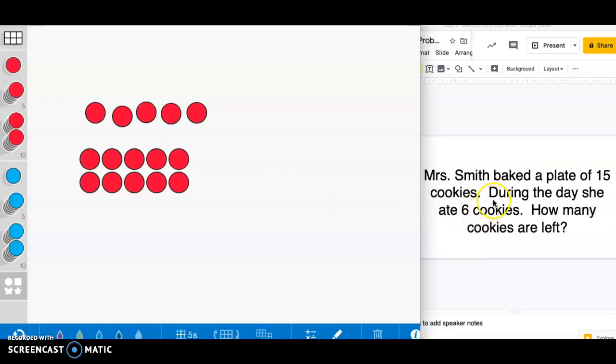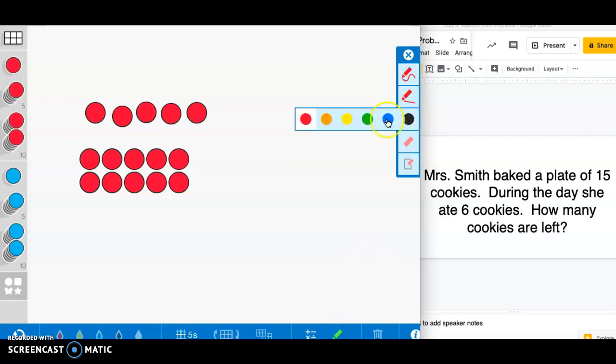So then it says, during the day, she ate 6 cookies. So what do I need to do with that information? Am I going to add 6 more, or am I going to subtract 6 more? Good, I'm going to subtract 6 cookies. So you need to take your pencil, pen, or crayon, and you're going to cross out 6. So let me cross mine out. 1, 2, 3, 4, 5, 6.